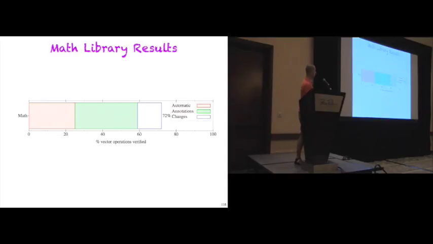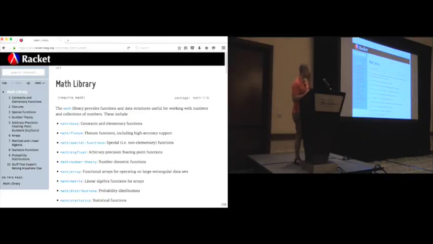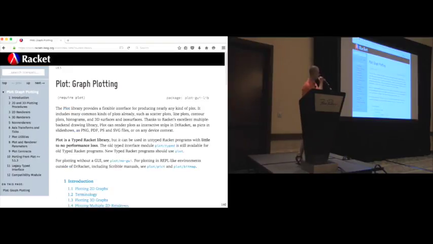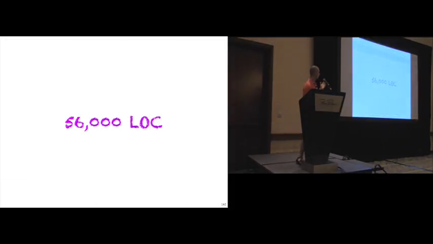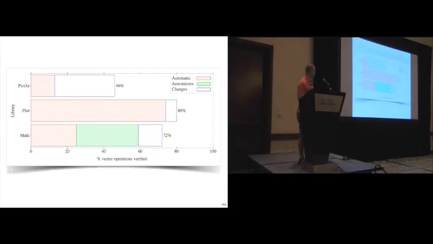Adding the ones that we could verify with this brought us up to about 72% of the vector operations in the math library. We could prove that the bounds were indeed valid. And so in total, we looked at the math library, which by far we spent the most time examining. We also looked at the plot library, which is actually the tool I've been using to build these graphs that you've seen so far, and the Pict3D library, which is a pretty cool functional interface to the OpenGL rendering software. In total, we were able to look at about 56,000 lines of Typed Racket code. In our paper, we go into detail about the results. But as you can see, we had varying levels of success. But overall, we were able to do quite well when you look at how much time we were spending and the things we were able to verify.